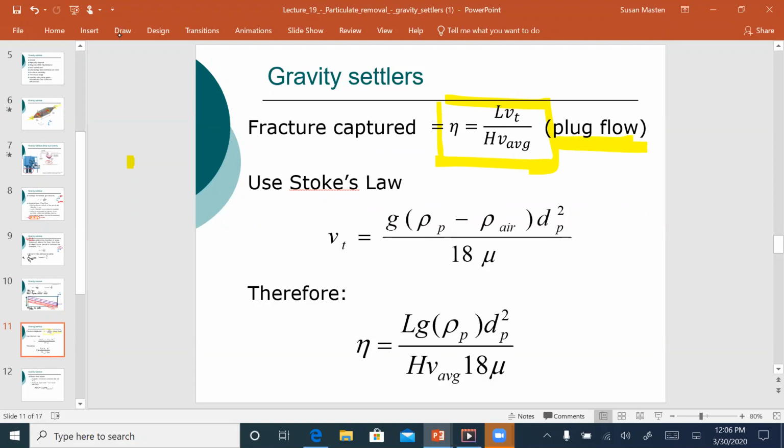We can then use Stokes' law to determine the terminal settling velocity. We now have terms for gravitational acceleration, the density of the particle, the density of the air, so Stokes' law is temperature dependent, times the particle diameter squared, divided by 18 times the viscosity. So we actually now have an equation for the percent removal in terms of all of these parameters. Number of things to remember.